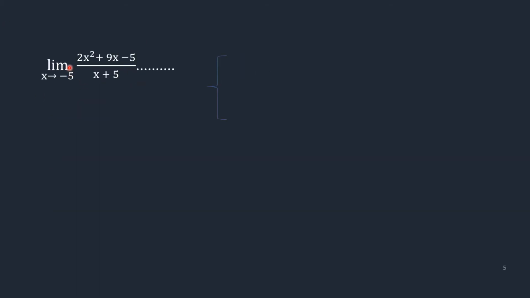Solve the limit of 2x square plus 9x minus 5 over x plus 5 as x approaches minus 5. If you put x equals minus 5 here, the denominator becomes 0 and this function becomes undefined at x equals minus 5. Therefore, we have to factorize the numerator.